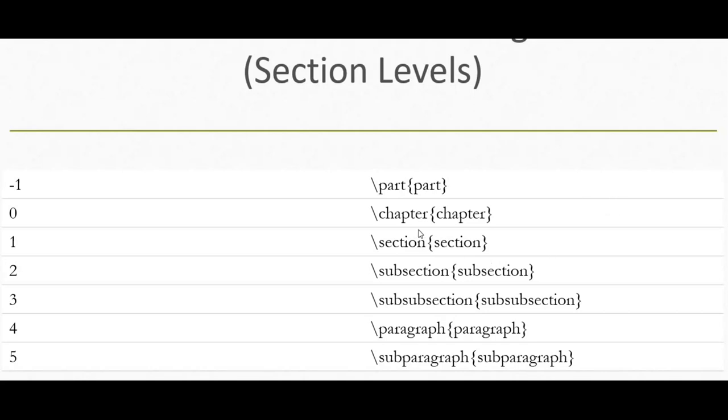And it is used for the reports and books, not for articles. Then levels 1 to 5 are present in all document classes. So you can say levels 1 to 5 are available in all document classes, like section, subsection; you can include them in other classes as well.